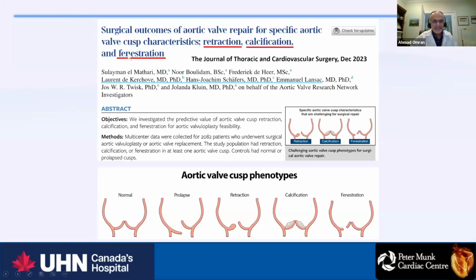So these three are the risk factors. All of these three can be measured and identified by echo before the surgeon even starts. Retraction, we measure the geometric height. If it's less than 1.8 or 1.6 centimeters, we call this leaflet retracted. Calcification is easy to see. Fenestration, if it's large, it's easy to see. If it's small, maybe it's difficult to see. But anyway, we don't care about the small fenestration. The large fenestration is the problem.